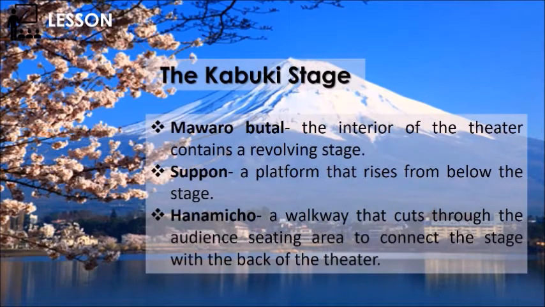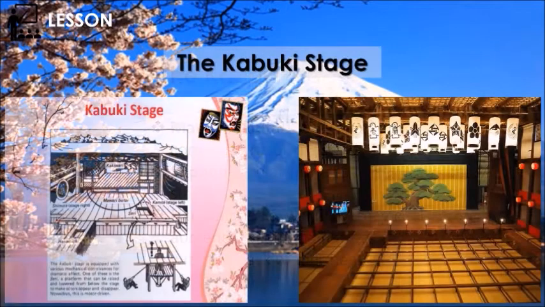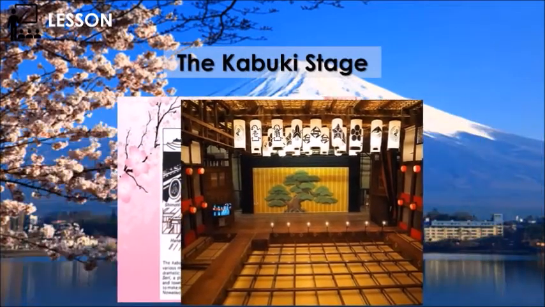Mawari Butai, the interior of the theater contains a revolving stage. Suppon, a platform that rises from below the stage. Hanamichi, a walkway that cuts through the audience seating area to connect the stage with the back of the theater. This is the Kabuki stage.